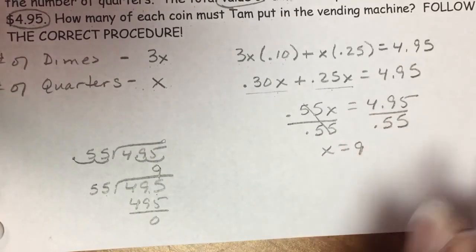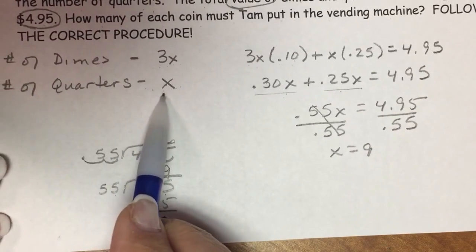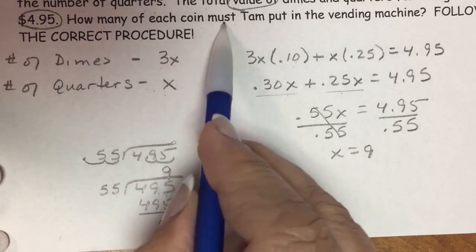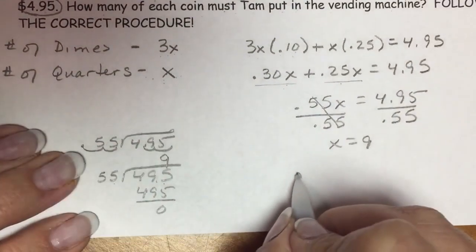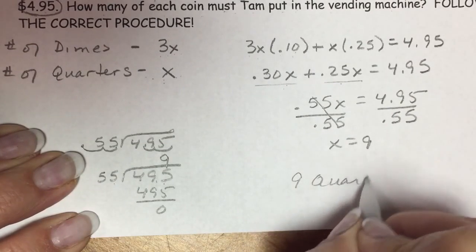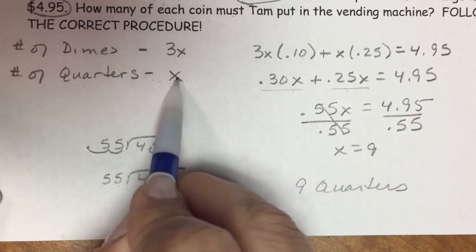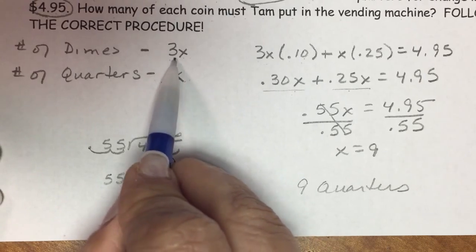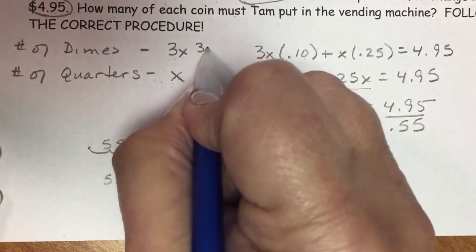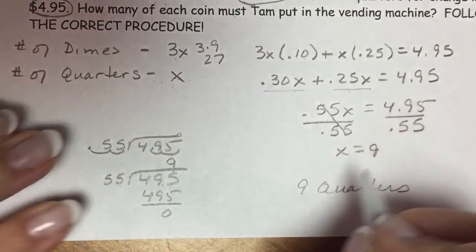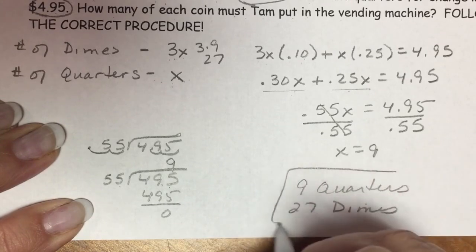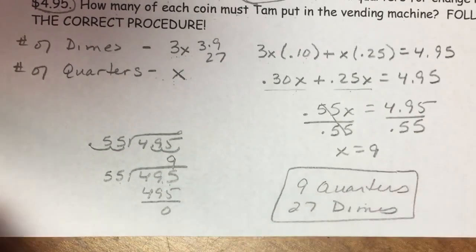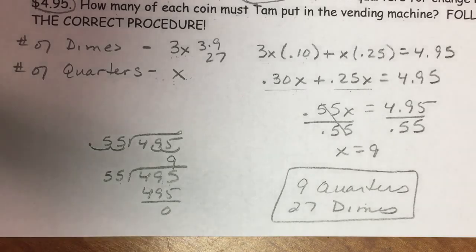Now, what did I just find? I found the number of quarters. It says how many of each coin does he have to put in there. So he has to put in 9 quarters. That's x. And then how many dimes? Well, that's going to be 3 times 9, or 27 dimes. And I think if you were to add up all that money, you would get $4.95. And there's the end of notes for 8.4.